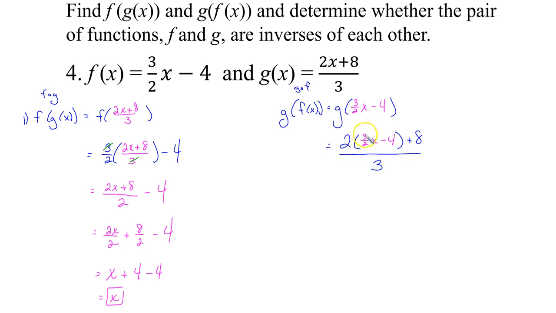And I'm going to distribute 2 to both of these. So this is going to give me 6/2 x minus 8, and then plus 8 over 3. Minus 8 and plus 8 go away. 6 over 2 is 3. So 3x over 3, and this does simplify to x. And so indeed, my f of g and my g of x are the same thing. They are both x's.